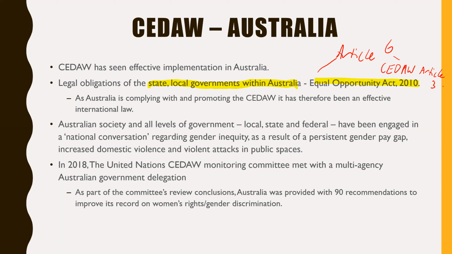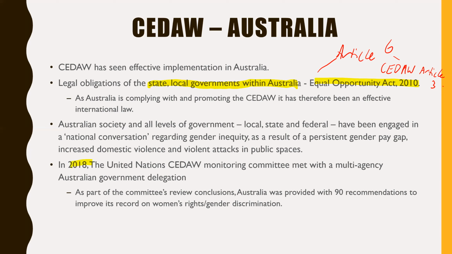In Australia at the moment, there has been a national conversation concerning the rights of women due to the gender pay gap, increased domestic violence and violent attacks in public places. This year there has been a lot of discussion even in Parliament regarding the conduct of parliamentarians and staffers in Parliament, when we heard very early on in the year about Brittany Higgins. So there has been an increased conversation about women's rights in Australia.